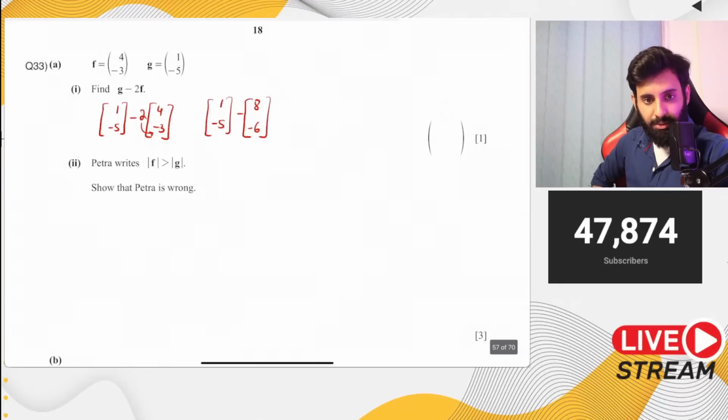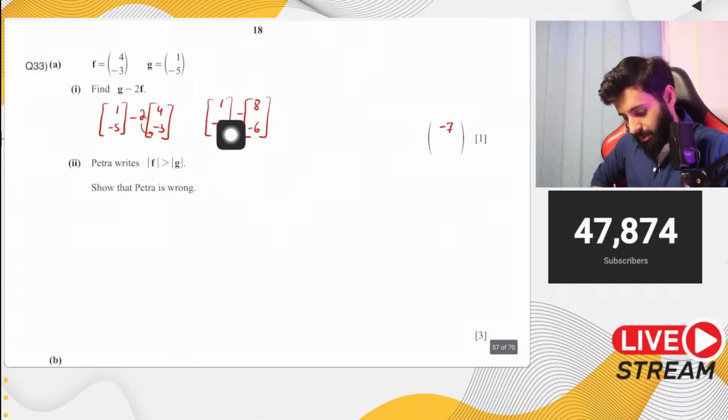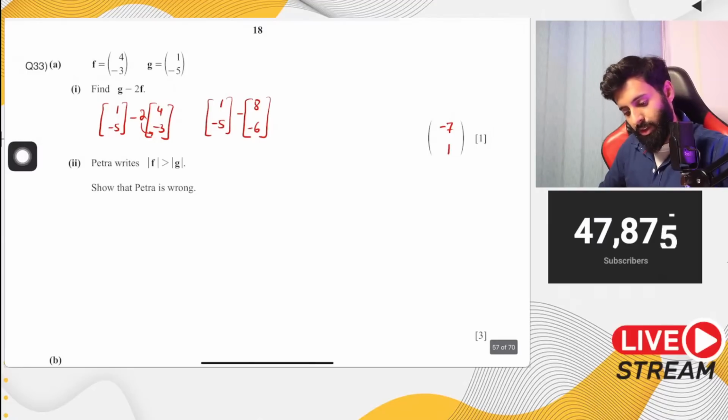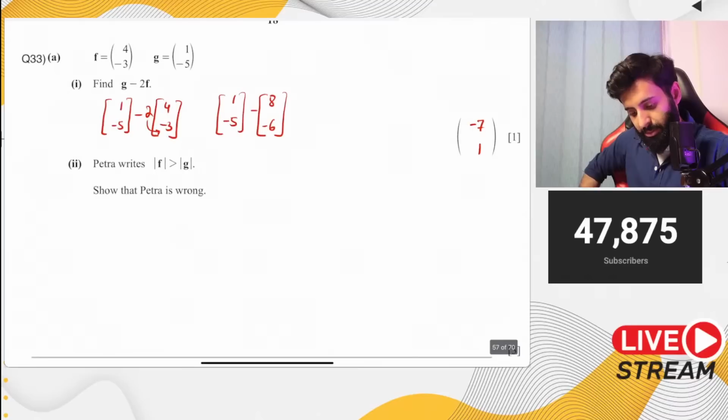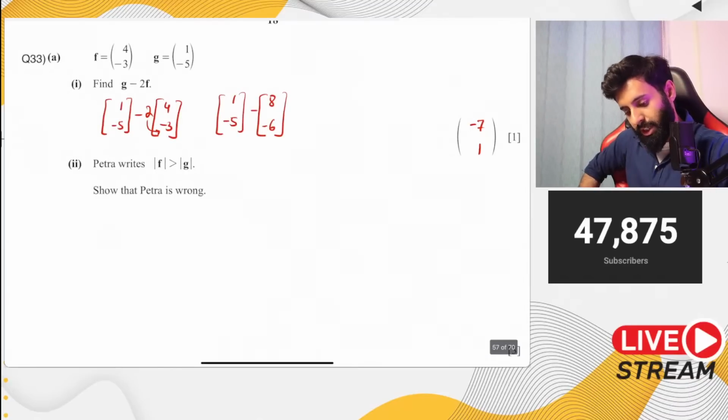1 minus 8 equals what? 1 minus 8 equals minus 7. All right, and minus 5 minus minus 6 equals positive 1. Then the question says, Petra writes the magnitude of F to be greater than the magnitude of G. Show that Petra is wrong.